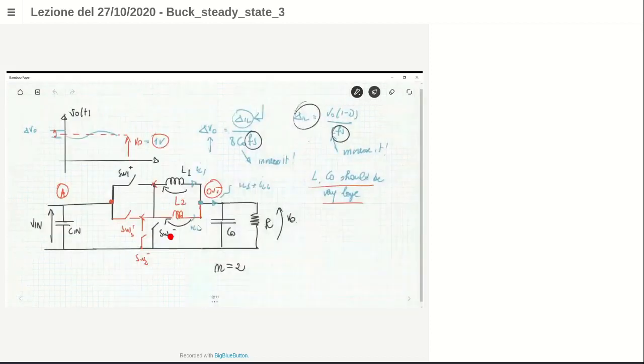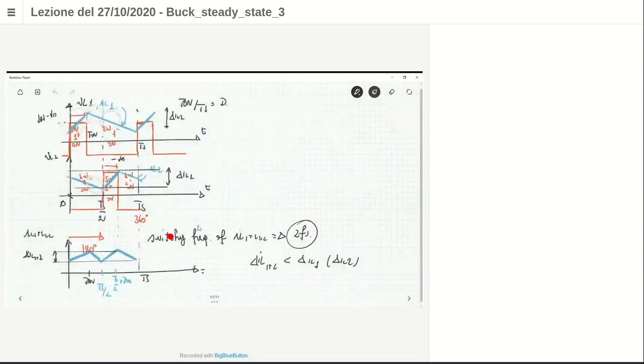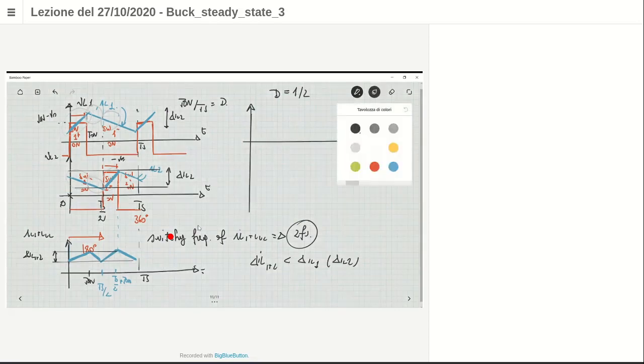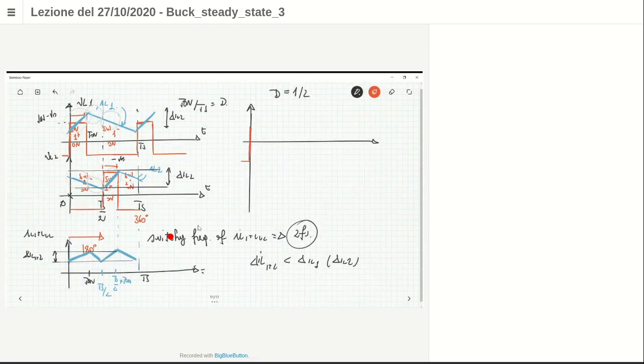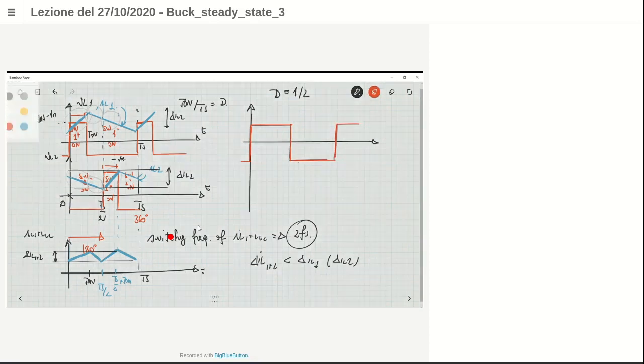What happens if, for example, the duty cycle is say 50%? If the duty cycle is 50%, then you can draw both of these voltages, so this for duty cycle 1/2, and then you have that my Ton is half a period.